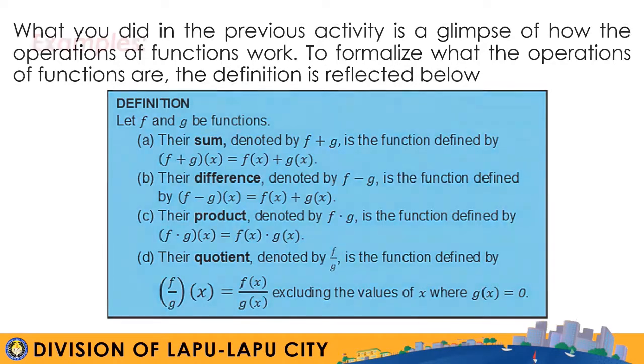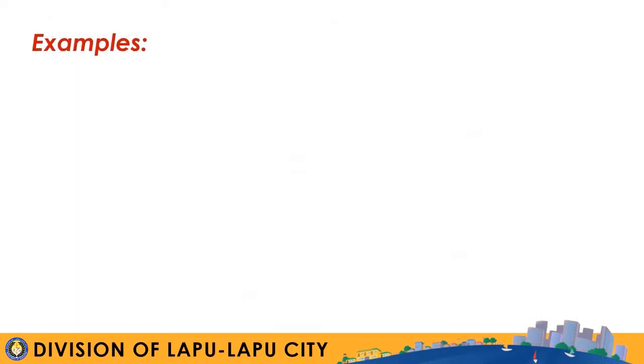The important concept of this lesson is that addition, subtraction, and multiplication of two or more functions together will result in another function. The division of two functions together will also result in another function if the denominator or divisor is not zero function. Examples.